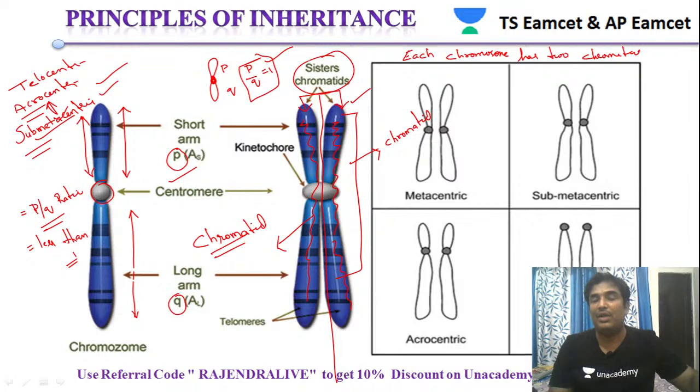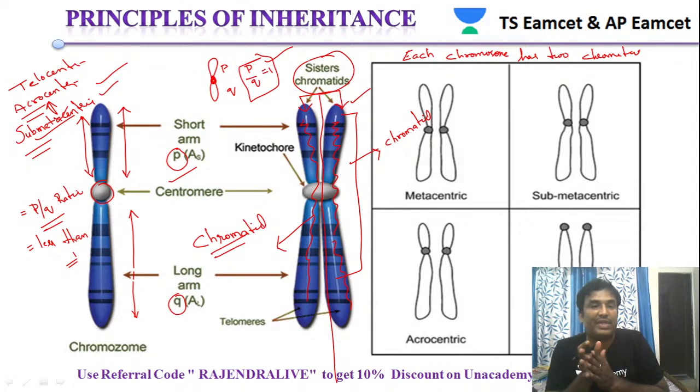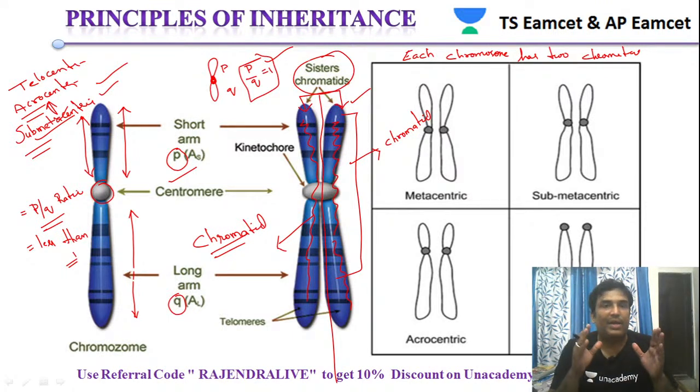So like this we should remember this about the chromosome. Multiple choice questions: in the 2018 NEET examination, I think, one question came regarding these chromosomes. There is a question asking about the P by Q ratio. The P by Q ratio is equal to 1 in the case of metacentric, and less than 1 in acrocentric, submetacentric, and even telocentric. So the P by Q ratio is very, very important.